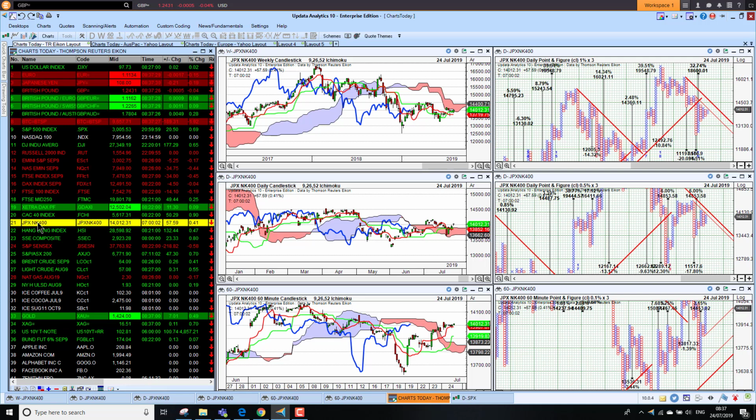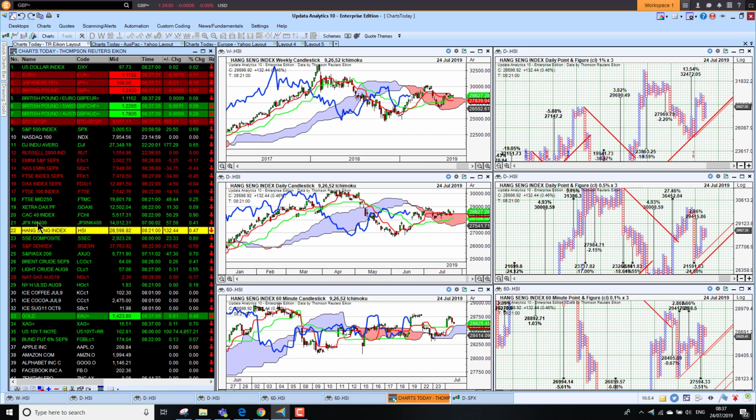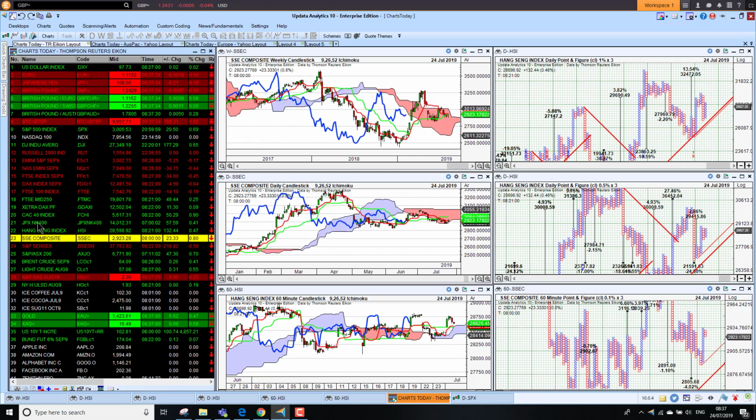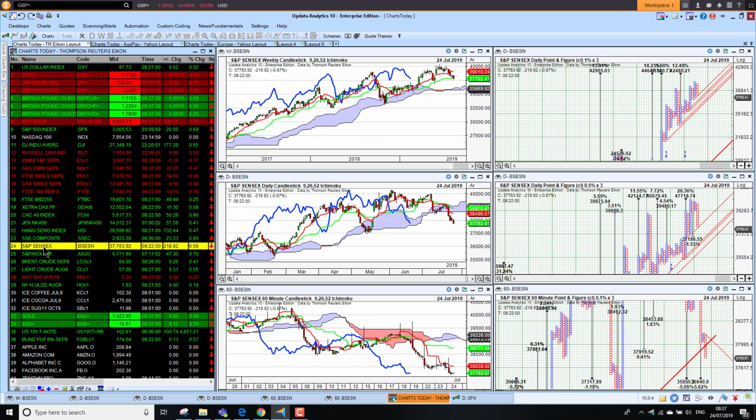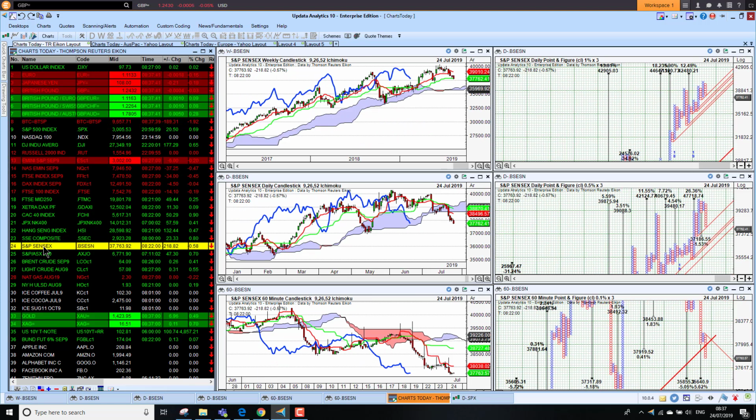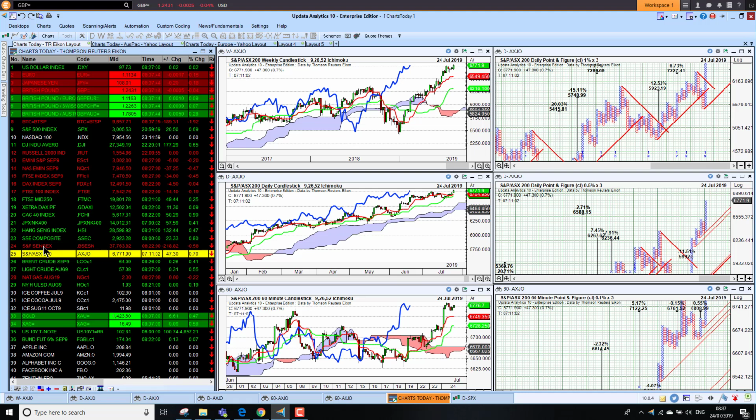Tokyo was up 0.4%, the Hang Seng was up 0.5%, and the Chinese market up 0.8%, not enough to change the bearish nature there. The Sensex in India down 0.6%, so just falling away there, and the Aussie market bucking the trend, up 0.7%, probably the best looking market in the region at the moment.